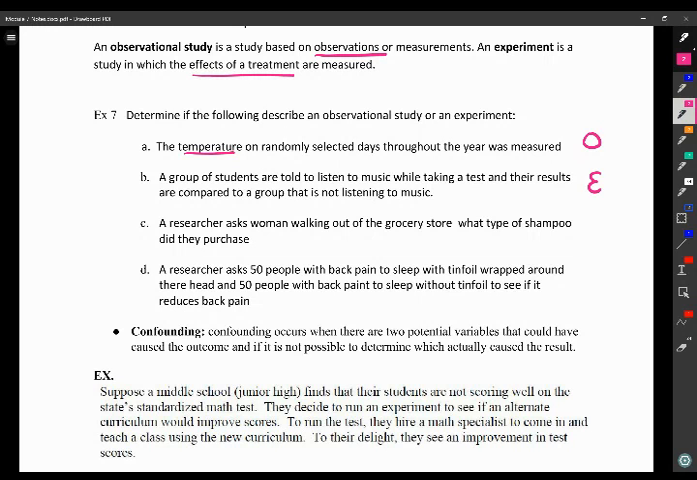This one's talking about a woman walking out of the grocery store, and what type of shampoo did they purchase? That's an observation because you're looking to see what they observed. And then D is saying 50 people with back pain sleep with tinfoil wrapped around their head, and 50 people with back pain sleep without tinfoil, and they want to see if it reduces back pain. And so that's an experiment because one has a treatment and the other one does not.